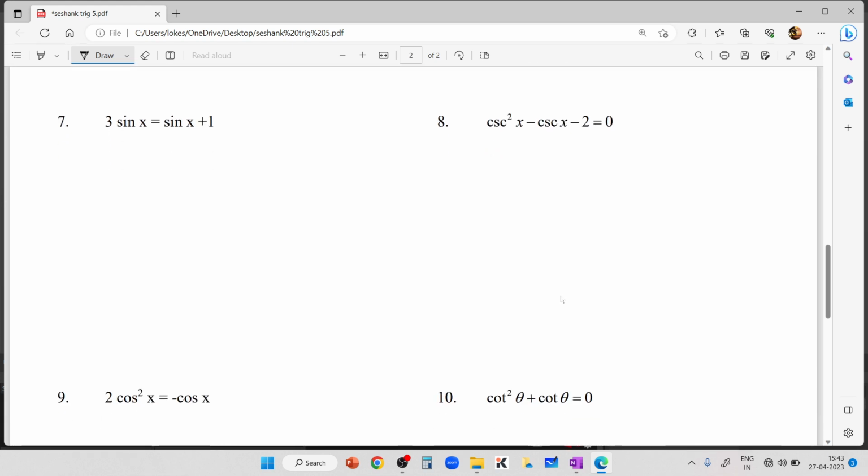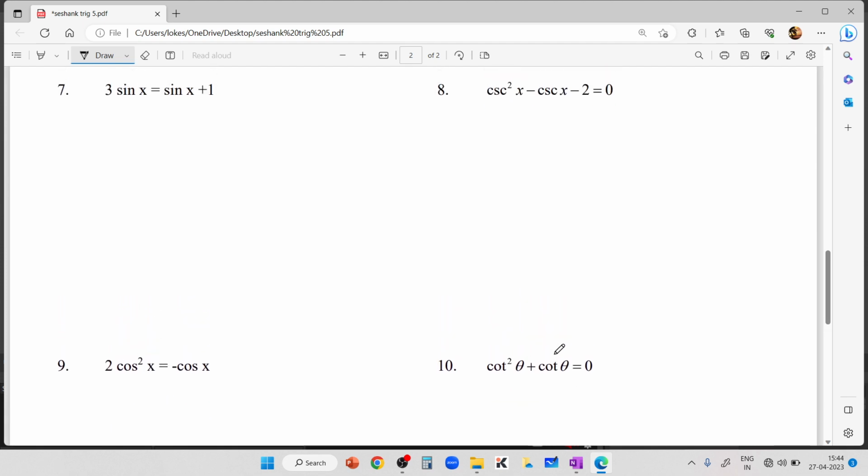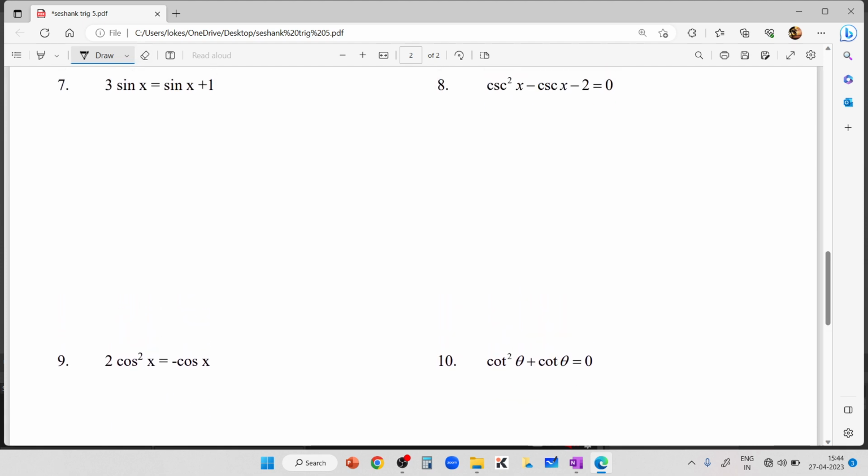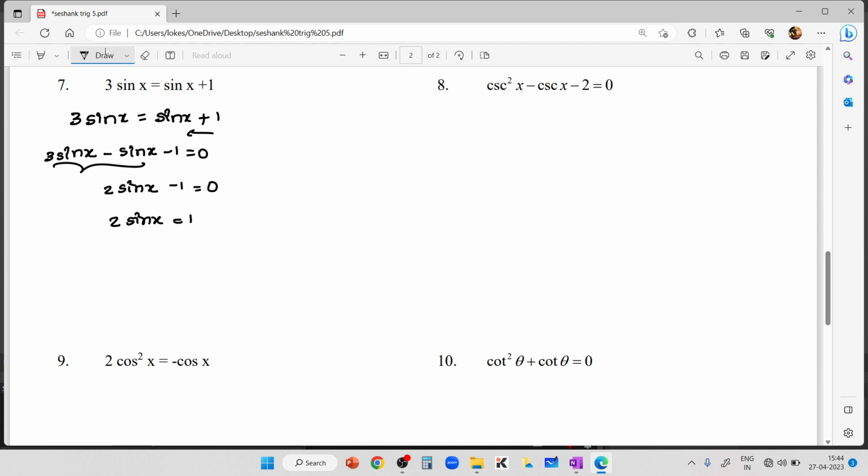And same type of questions we got here. Some more questions, so let me solve it. 3 sin x is equal to sin x plus 1. So if you send these two on that side, that will become 3 sin x minus sin x minus 1 is equal to 0. That means 2 sin x minus 1 is equal to 0. That means 2 sin x is equal to 1. That means sin x is equal to 1 by 2.